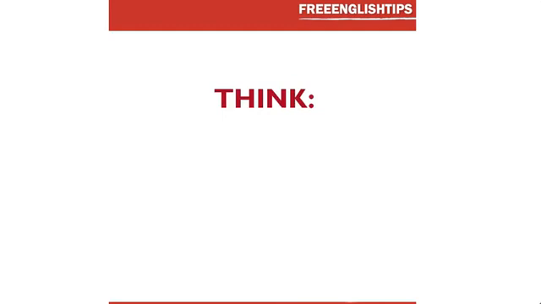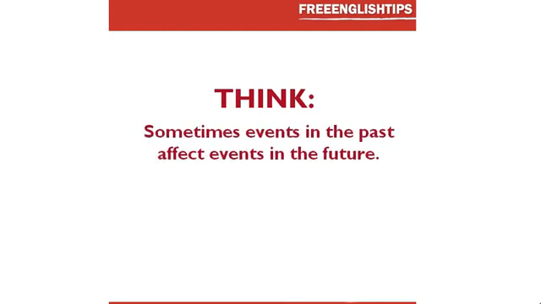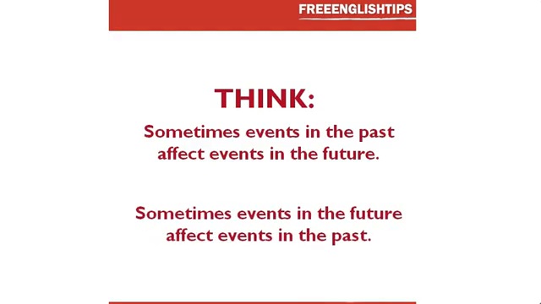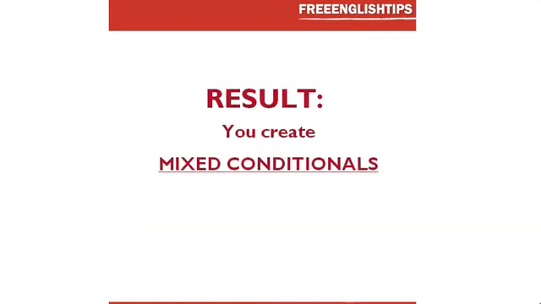In real life, I want you to think, sometimes events in the past affect events in the future. Think about it. Sometimes events in the past affect events in the future, and sometimes events in the future affect events in the past. This is something that you need to consider when thinking about speaking and grammar. What's the result? Well, the result of this is that you create something called mixed conditionals. Alright, and many people find them quite difficult. In reality, they're just mathematical formulas again.